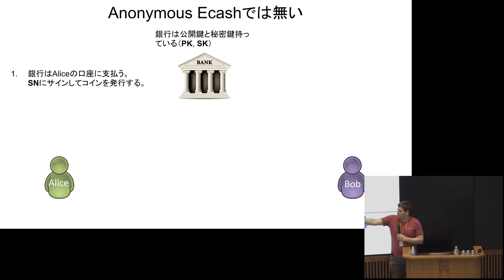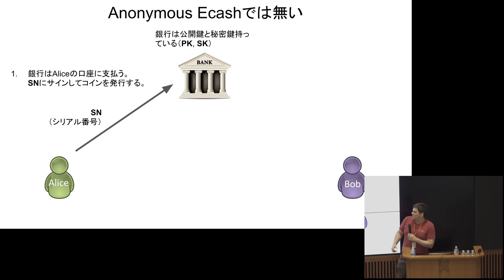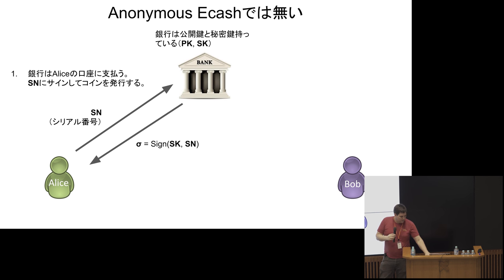Alice wants a coin so she can pay Bob. So what Alice is going to do is she's going to ask the bank to debit her account a certain amount and issue her a coin. And the way in which the bank issues her a coin is that Alice chooses a random number that we call the serial number, or SN. The bank signs the serial number, basically saying, I've authorized one coin to Alice, and we're going to use sigma to represent signatures here.